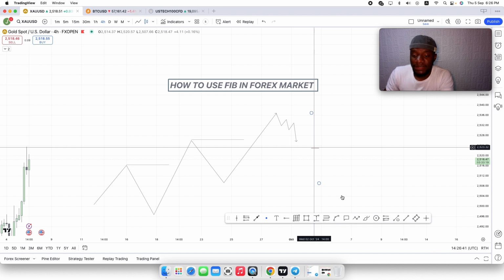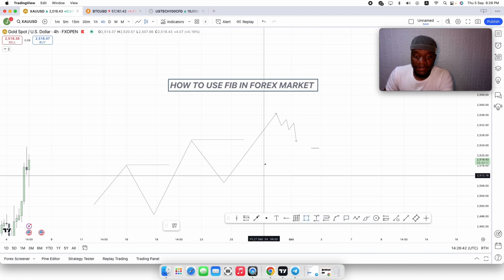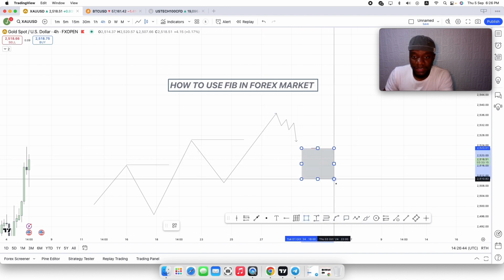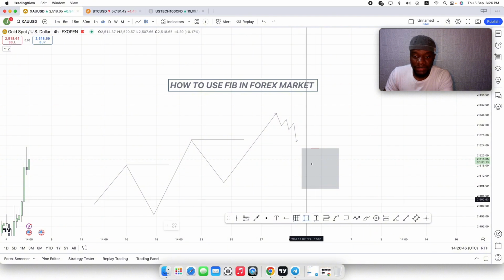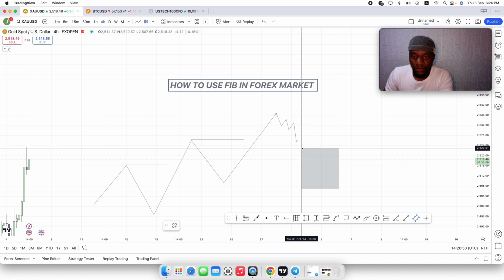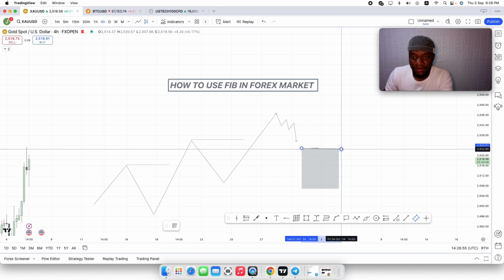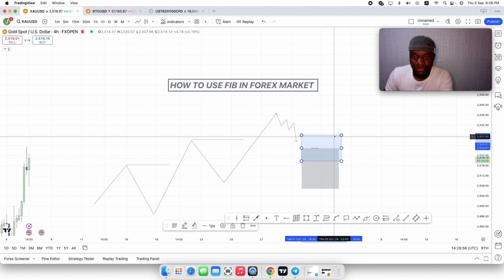What do I want to see? I want to see where my discount zone is, which is starting from here. That's my discount, right? Then I also want to see where my premium area is, so for example, something like this, okay?